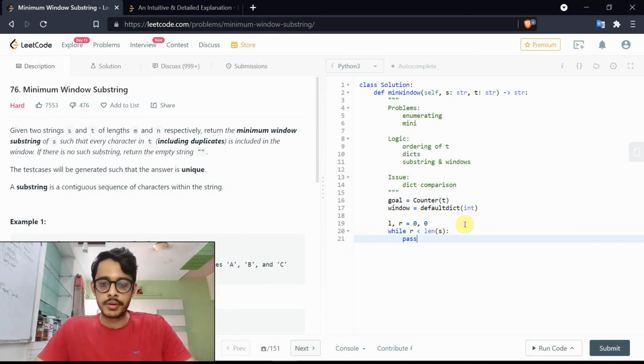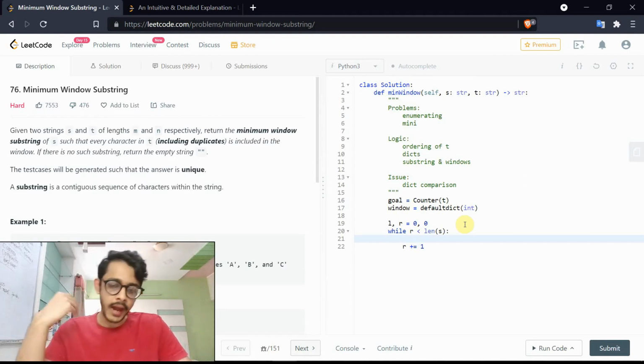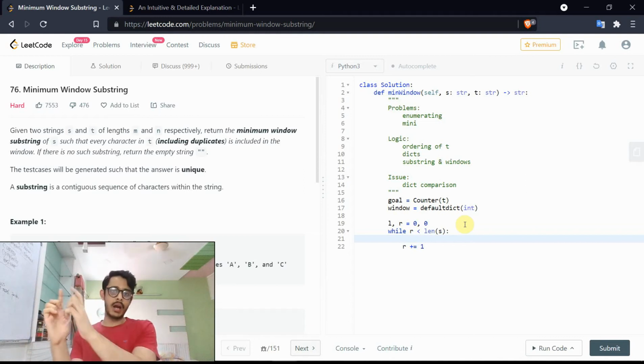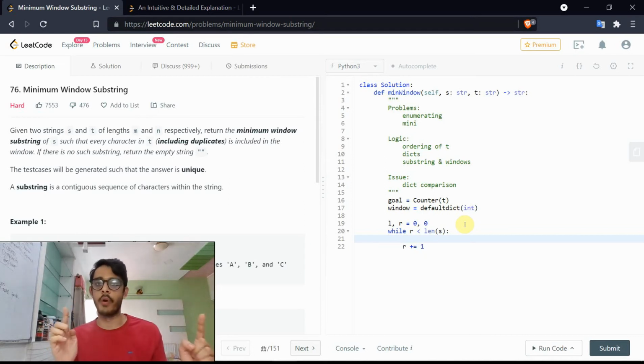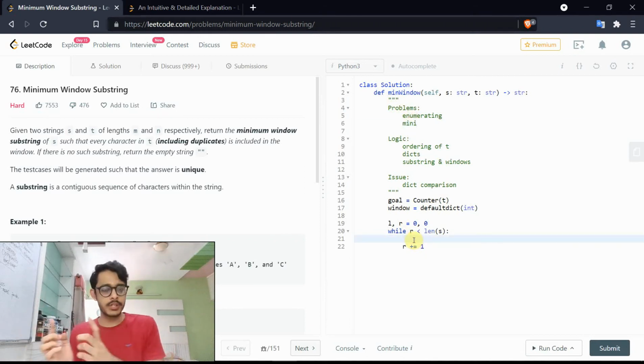Okay. And at each point of time, I want to do R plus equals 1. This is trivially fine. What now? At every point of time, what do I want to do? L is here and R is trying to move here, here, here, and here. This will help us enumerate the proper substrings we want. Of course, the issue of this minimum is something we're going to solve in a second, but first, R is going to be increasing by 1 each time while L remains constant here.